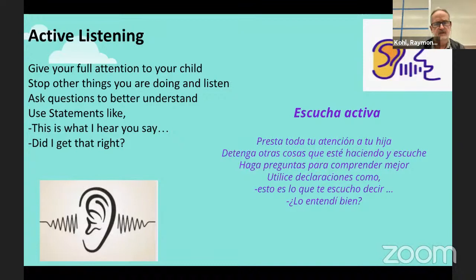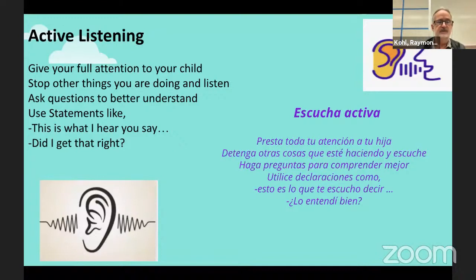And I know this isn't always easy. We have so many things going on. Often the TV is on, the dog may be barking, we're focused on making dinner or doing something for work. But it's important to take some time during the day and just focus on your children. So stop the other things you're doing and listen. And then ask questions to better understand.